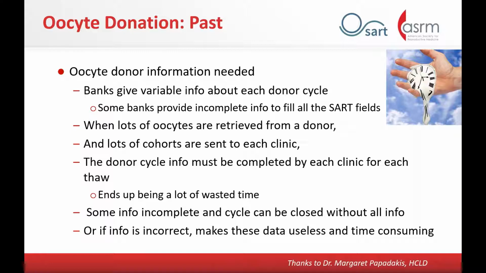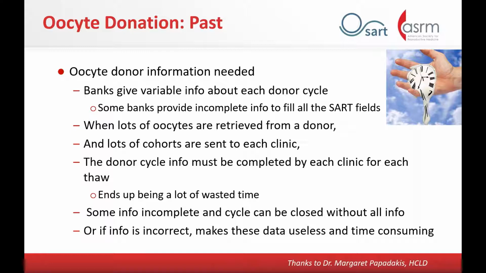Also, when a bank goes through a stimulation cycle, they hope to get donors who have lots of oocytes. When they have lots of oocytes, the donor is split into a number of cohorts. Those cohorts can be sent to a number of different clinics. And then the donor oocyte information has to be completed by each clinic for each thaw. And there's so much redundancy that it ends up being a lot of wasted time involved in the process.